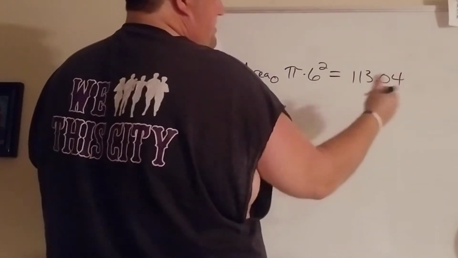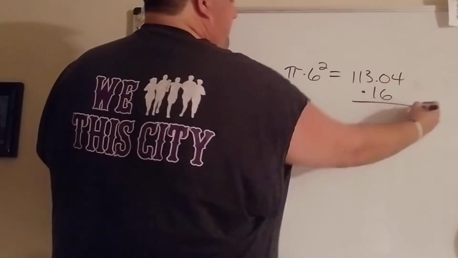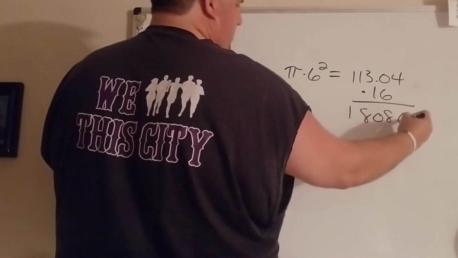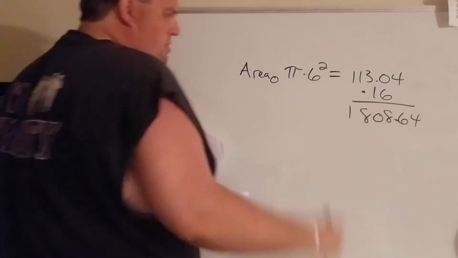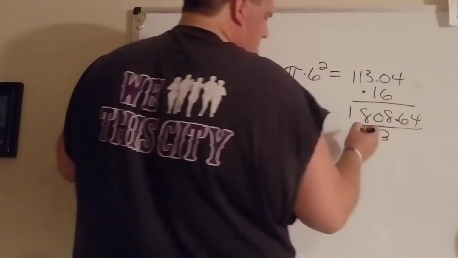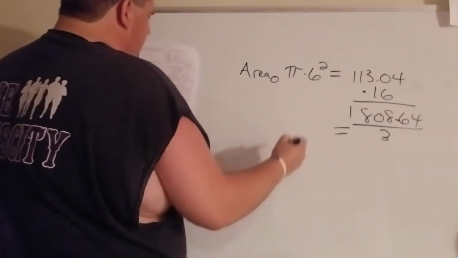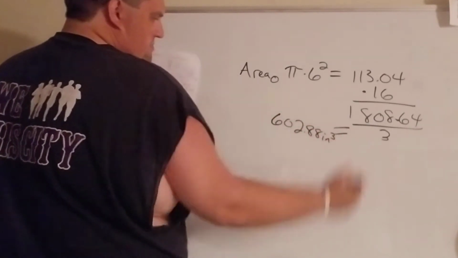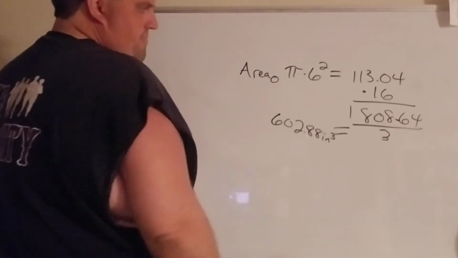So that gave me 113.04, area of the base, times that by the height. That gave me 1,808.64. But this one's a cone, so it goes to a point, so you got to divide by 3. And when I divided by 3, I got 602.88 inches cubed. Sweet.